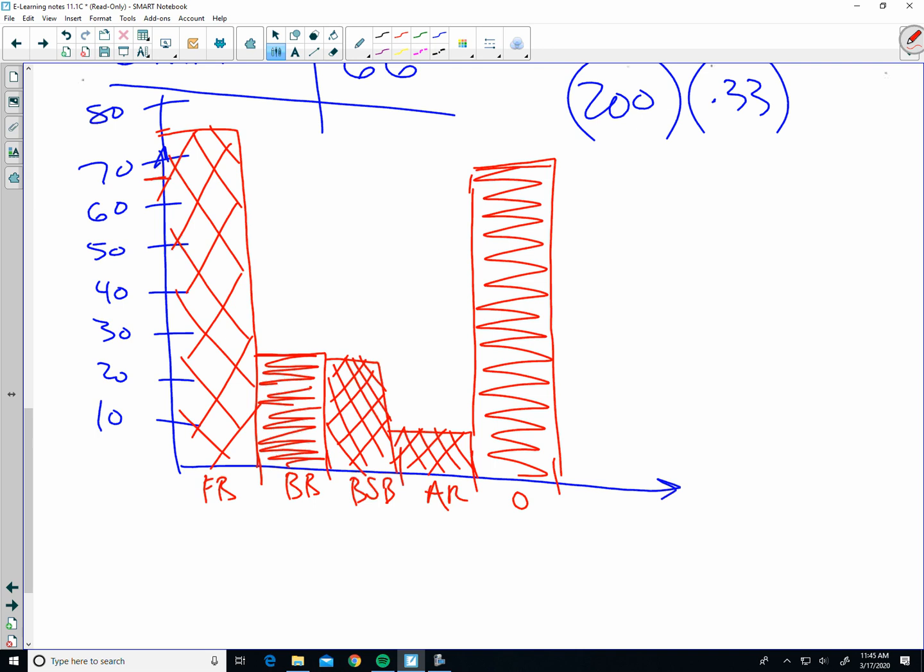And once again, we're looking at a sample space of 200 people that were asked the question, which is their favorite sport to watch on television? And you can definitely say football's number one. Auto racing, of course, would be the last one. And then a big chunk of people that liked the other sports.